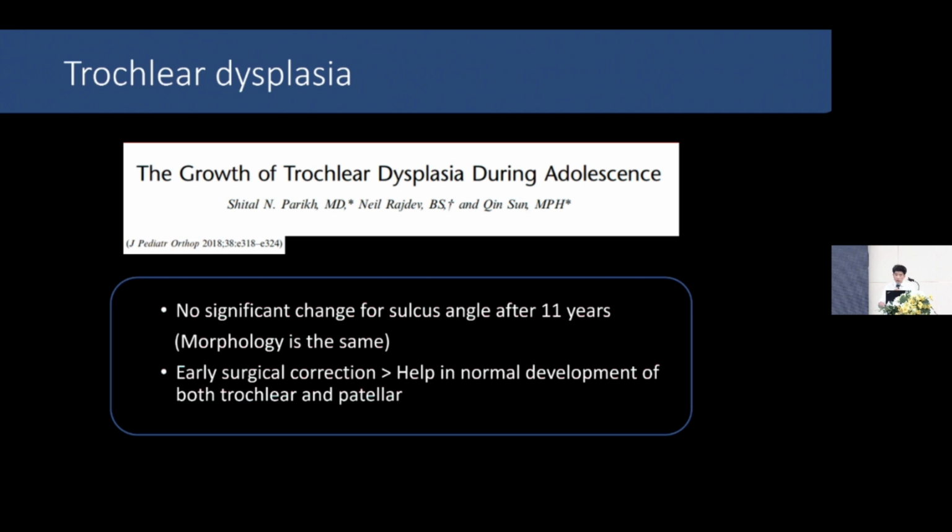About the growth of the trochlear dysplasia during adolescence, there is no significant change in the sulcus angle after 11 years old, meaning the morphology of the trochlea remains the same. And they suggest early surgical correction of the trochlea to help ensure the normal development of both the trochlea and patella.